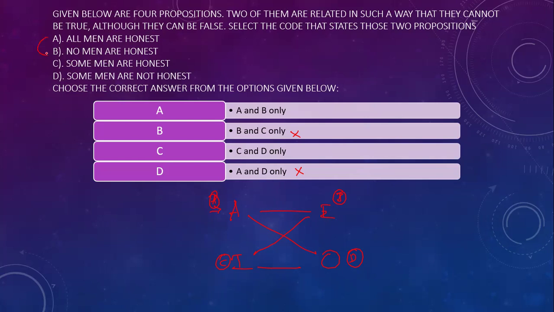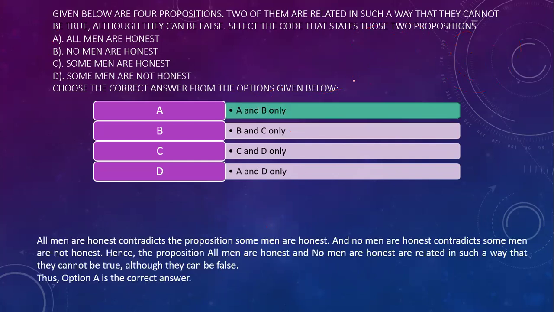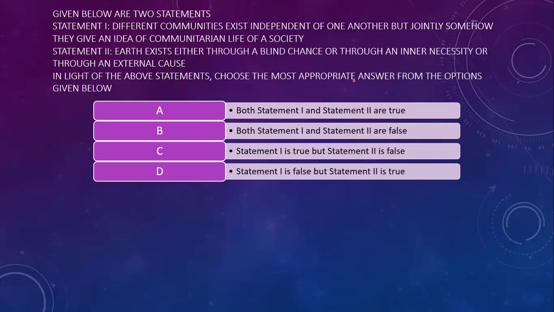A and B. All men are honest. Both cannot be true, but both can be false. So all men are honest, and no men are honest. This is the correct answer. We have to remember the square of opposition and the distribution, everything. All men are honest contradicts the proposition some men are not honest. Some men are honest contradicts no men are honest. Hence the propositions all men are honest and no men are honest are related in such a way that they cannot both be true, although they can both be false.